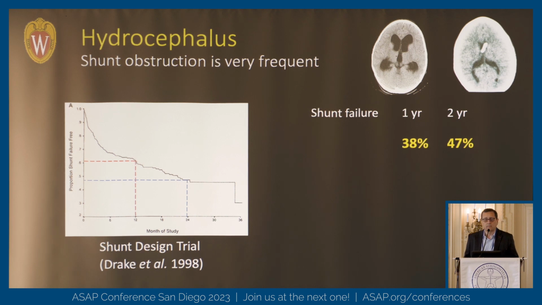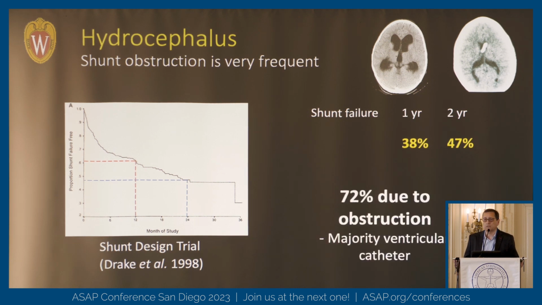This is the problem, is that when we place a shunt in a child, adults are different, but when we place a shunt in a child, by 1 year of age, 40% of them would have failed and have to have a revision. By 2 years, almost half. And the vast majority would have failed by a few years later, by 10 years. That's a big problem. And this is a problem that has been consistent since the shunts were invented in the 1950s. The same failure rate that occurred in the 1950s is what we have now in children with hydrocephalus.